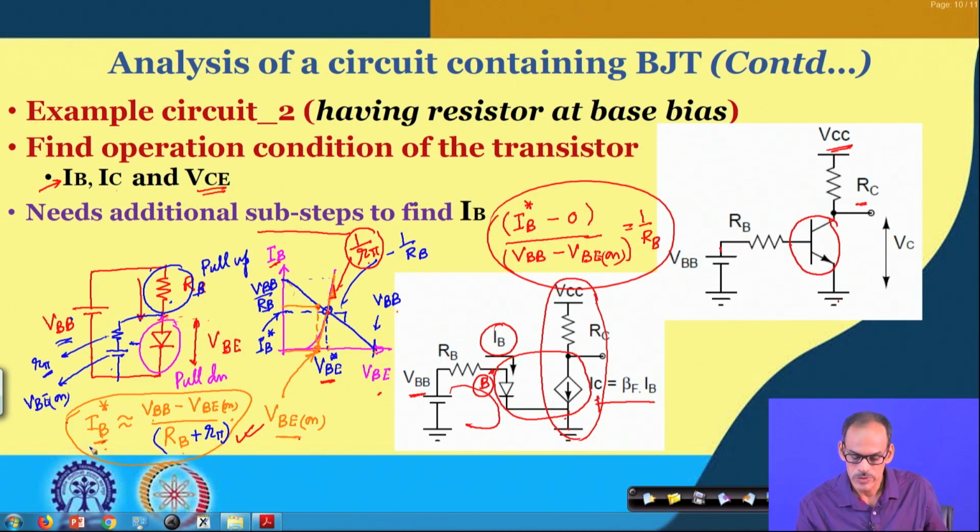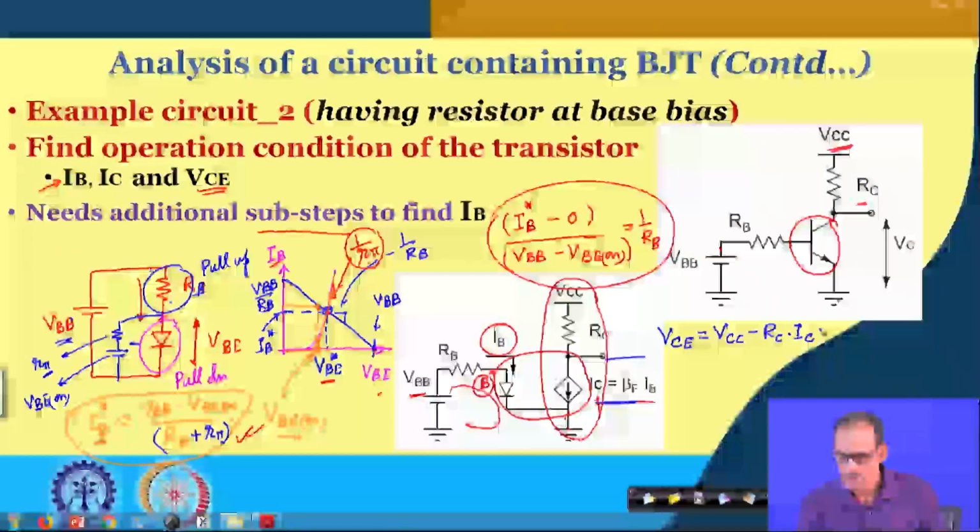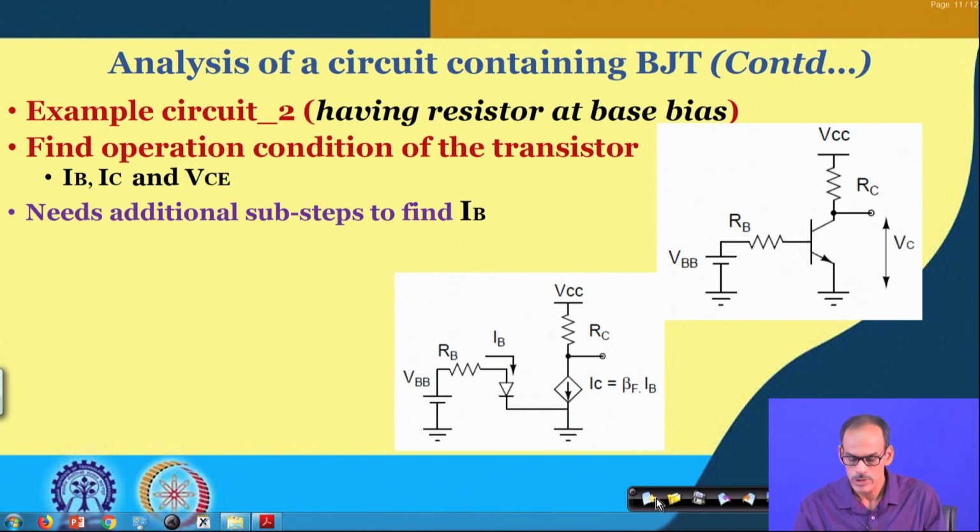And as I said, once we know the IB, we can find the corresponding IC by multiplying with beta F. And of course, we considered this part to find the corresponding output voltage, namely VCE, which equals VCC minus the drop across this resistance RC multiplied by IC. I think that's all we have to consider.